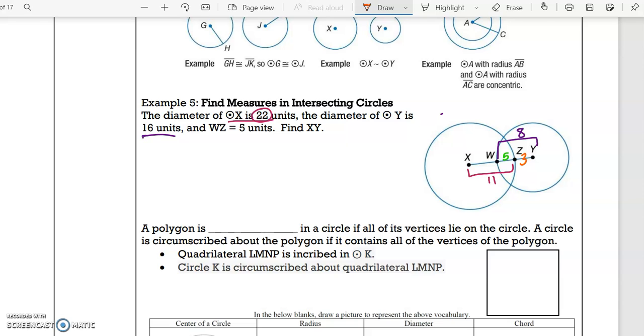And what's left here, if this is 5, then this would have to be 6 to add up to our 11. And now we're going to find XY, the whole length, which we have these 3 pieces that make up XY, 6, 5, and 3, which totals 14.